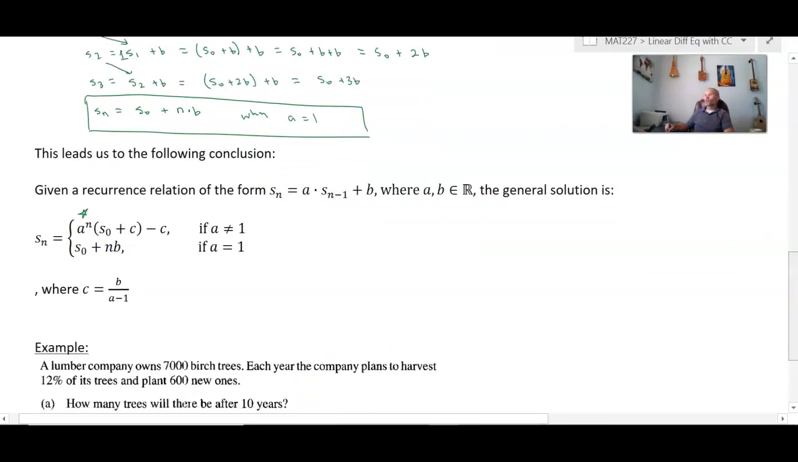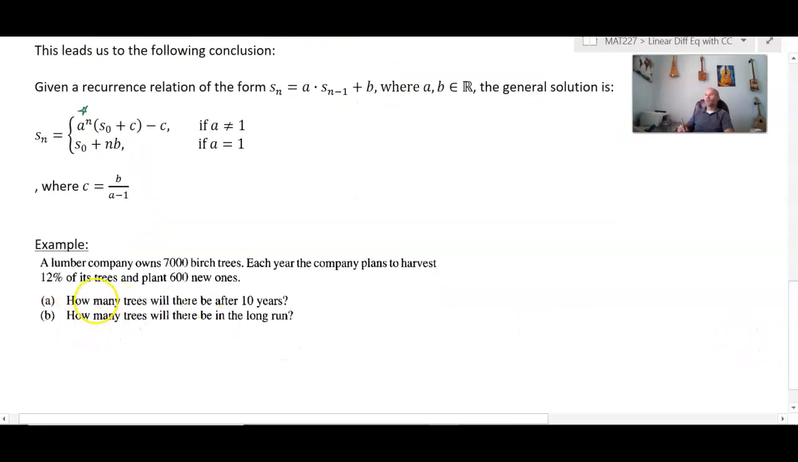Well, now that we have our general solution, let's just see how easy it is to tackle a problem something like this. A lumber company owns 7,000 birch trees. Each year the company plans to harvest 12% of its trees and plant 600 new ones. All right, let's sort of think about what happens over the first couple of years. Let's call the number of trees T and the number of years N. So T sub n is equal to the number of trees after n years.